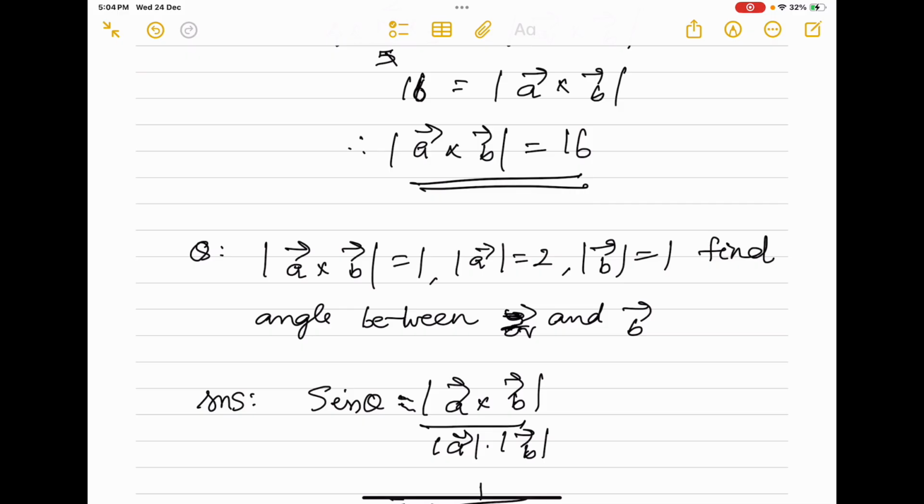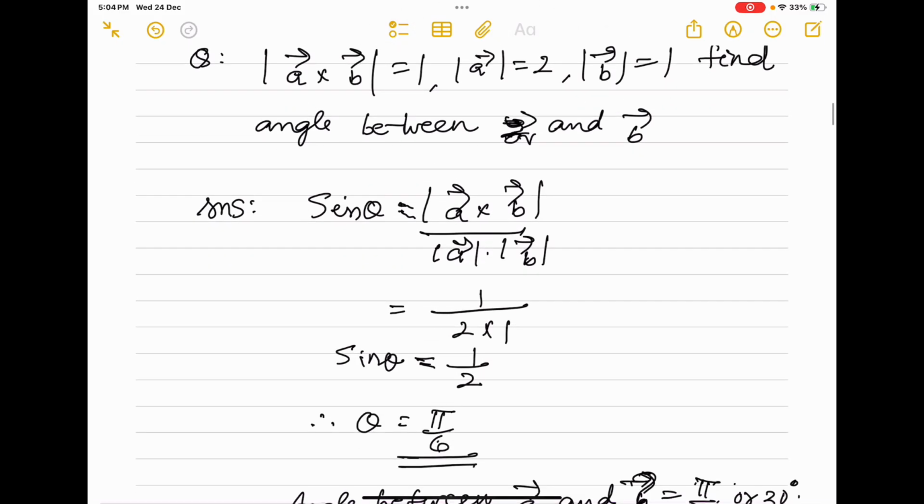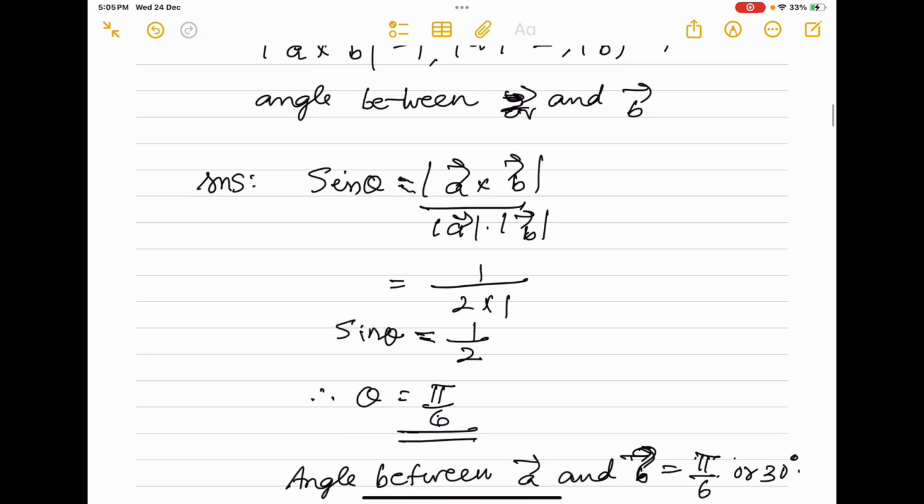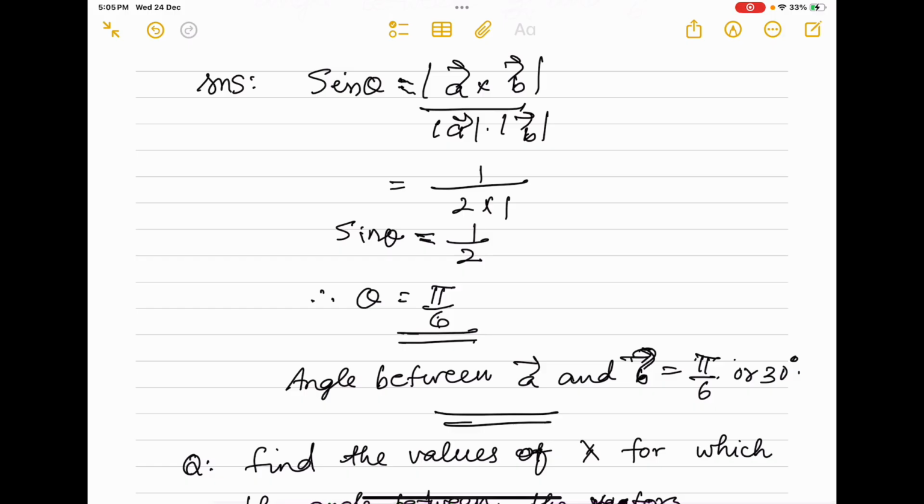So here it is given that mod vector A cross B. So sin theta equal to mod vector A cross B divided by mod A mod B. We use that relation or that formula. Then that's equal to 1 by 2 into 1. That is sin theta equal to 1 by 2. Therefore, value of theta is pi by 6 or 30 degree. Therefore, angle between vector A and vector B is equal to pi by 6 or 30 degree. So what is given, A dot B or A cross B, or what we want to find out, A dot B or A cross B. According to that, you take the sine or cos theta.